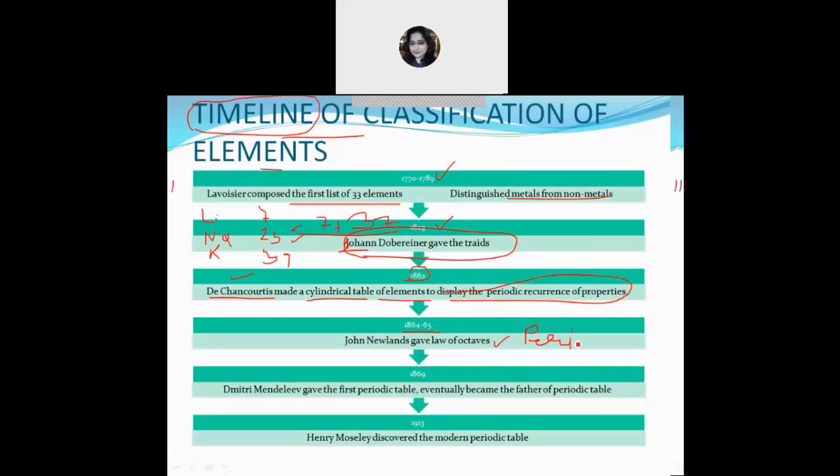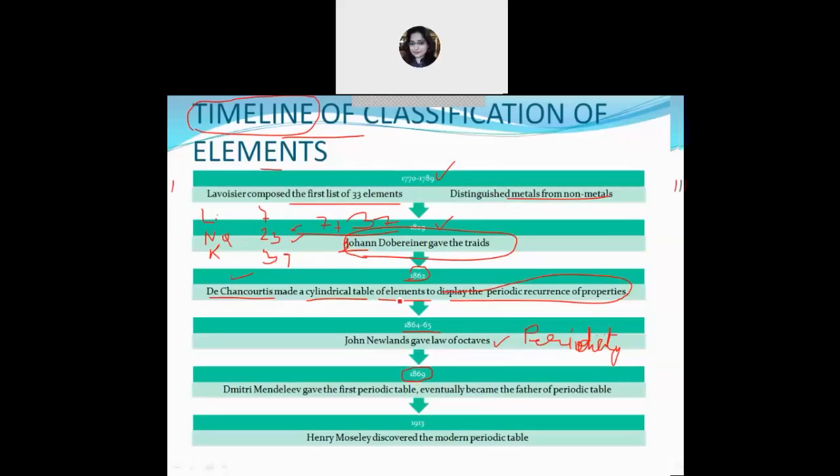Okay, so this was all about John Newlands' theory. After that, in the year 1869, Dmitri Mendeleev gave the first periodic table. Okay, he was a Russian chemist. All right, and similarly, another German chemist, Lothar Meyer, was also working independently, and both the chemists in 1869 proposed a new theory for classification of elements.